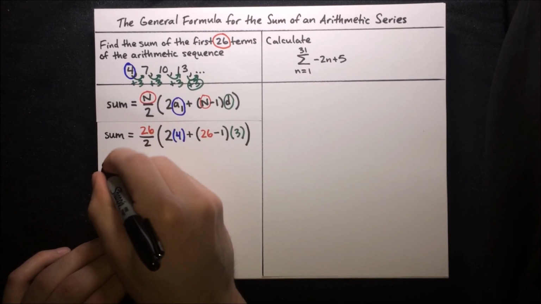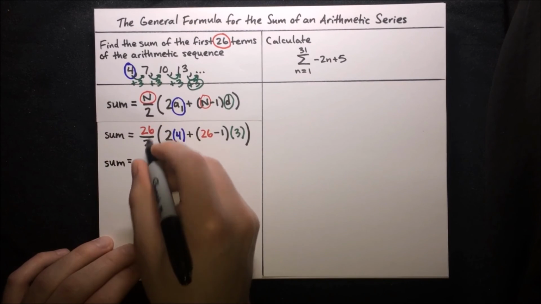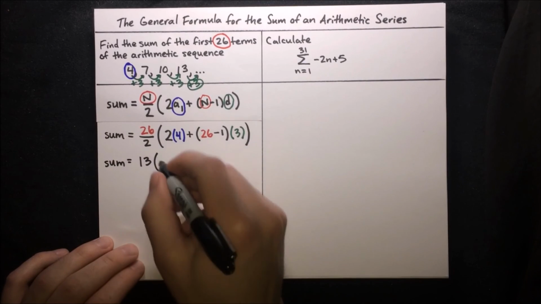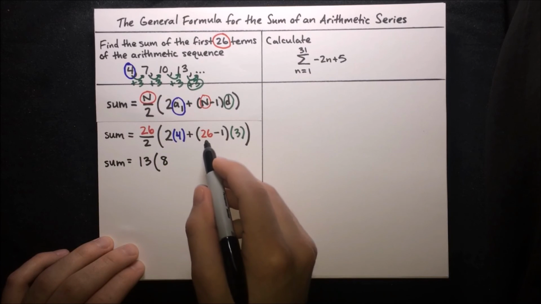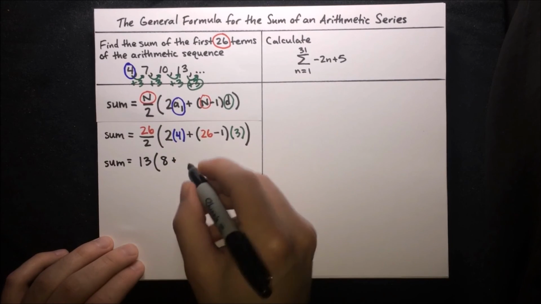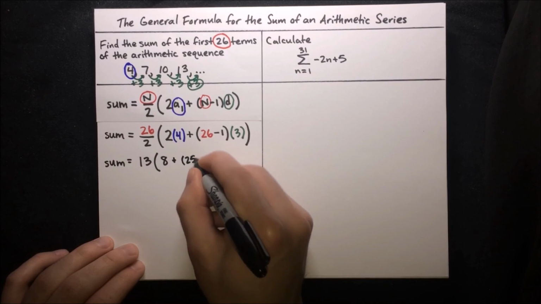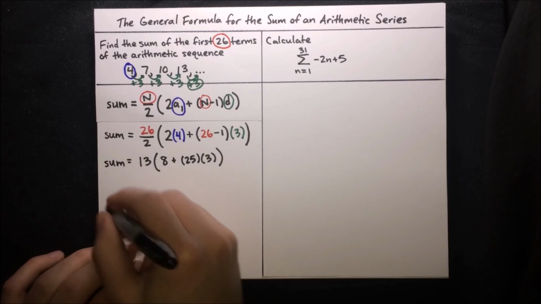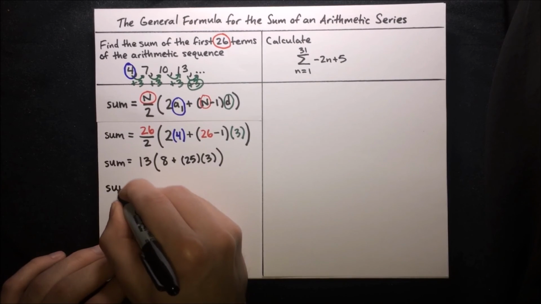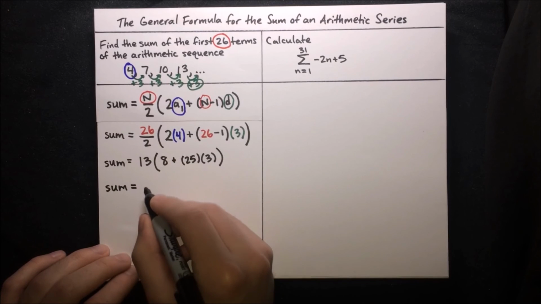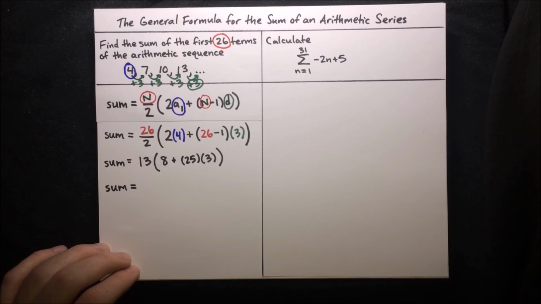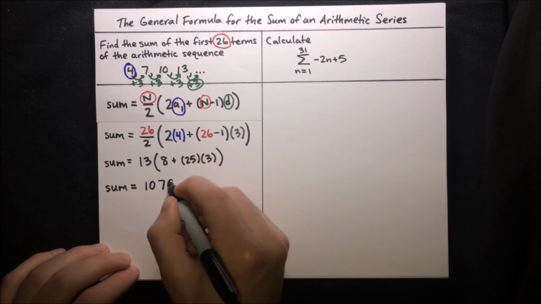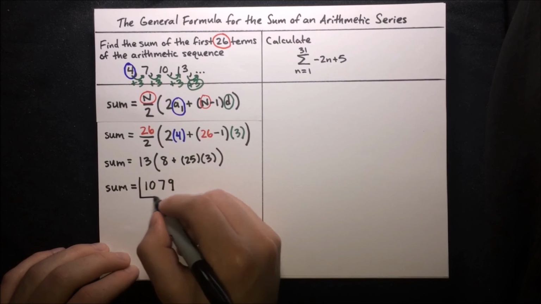Let's go ahead and do that. So sum equals 26 over 2 is just 13, and then 2 times 4 is 8, and then plus 26 minus 1 times 3, so plus 25 times 3. Alright, so we've done the really easy computations. Let's just stick this in our calculator to compute the rest to save time. So the sum equals 13 times the quantity 8 plus 25 times 3. The result of that is 1079. So there we go. There's the sum, 1079.